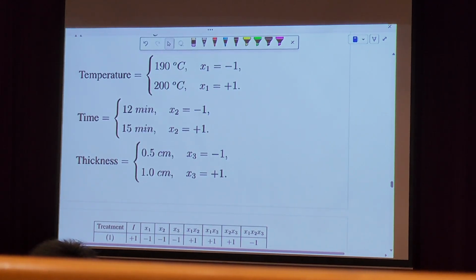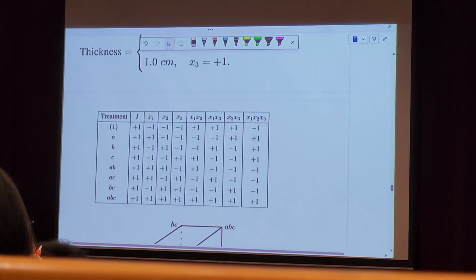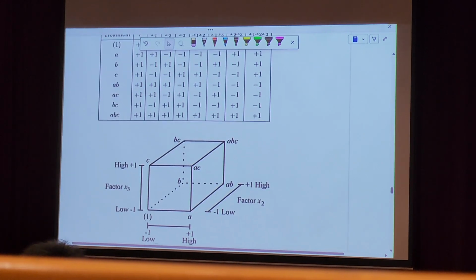I need to make 8 batches of cookies. Each batch will correspond to each setting of a temperature, time, and thickness. 2 times 2 times 2. And so this figure, a point here shows what type of setting. So for example, it means factor X2 high, and factor X3 high, and so on.